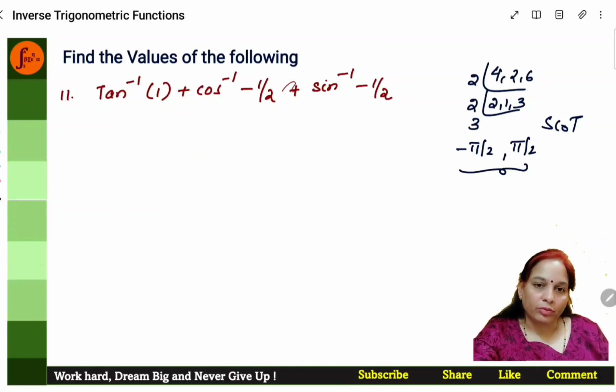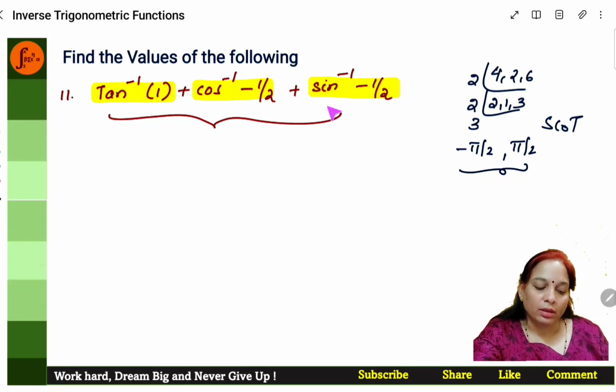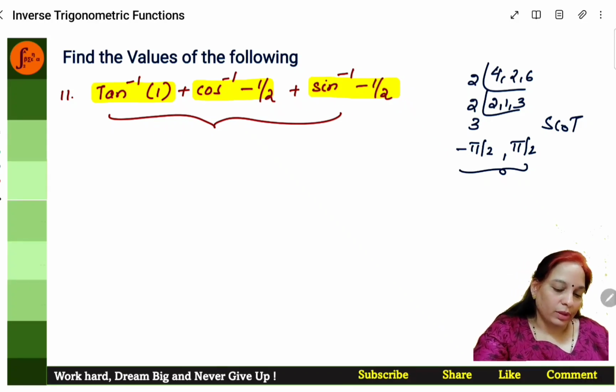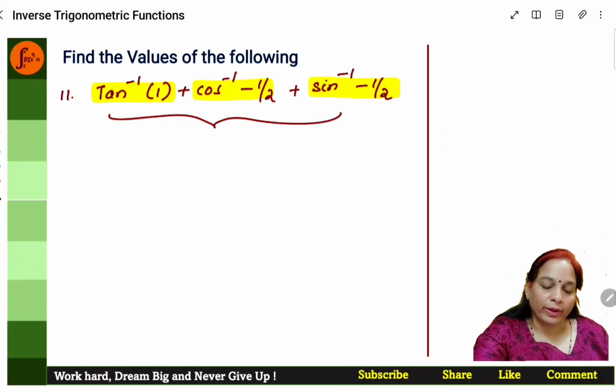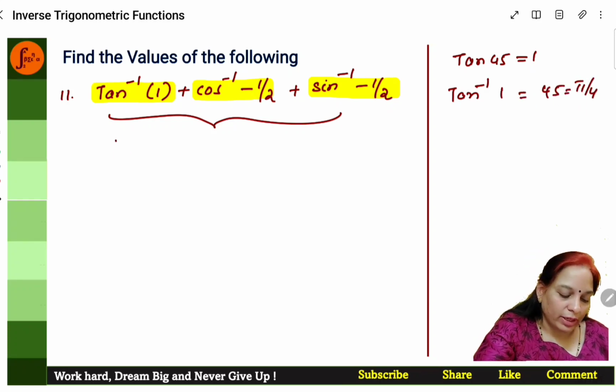So let's go to the second set of problems, where we have to find the values of this expression. Individually we have to find the values of each of these trigonometric functions and then solve the entire expression. So we'll take one by one. Tan inverse of 1. So tan 45 is 1. Therefore, tan inverse of 1 is going to be 45 degrees or pi by 4. So we can directly write pi by 4.